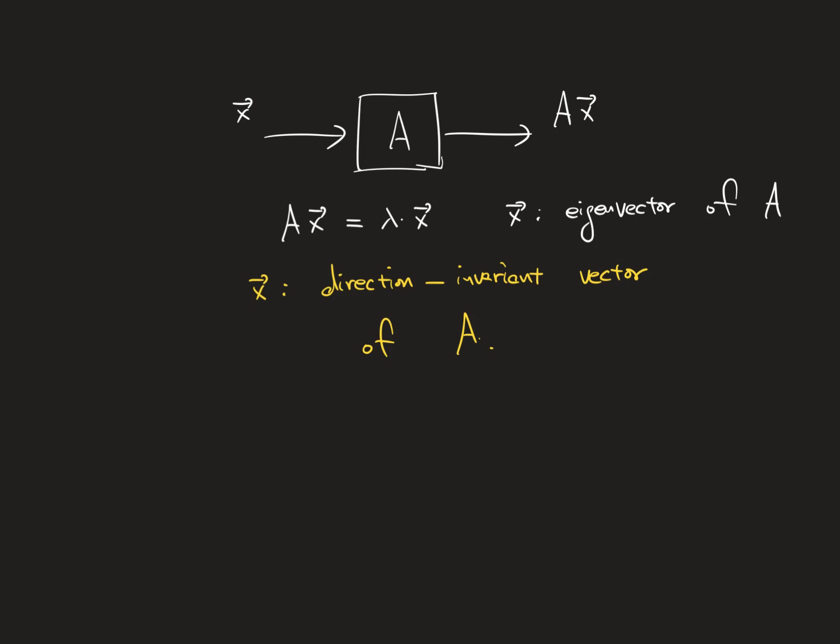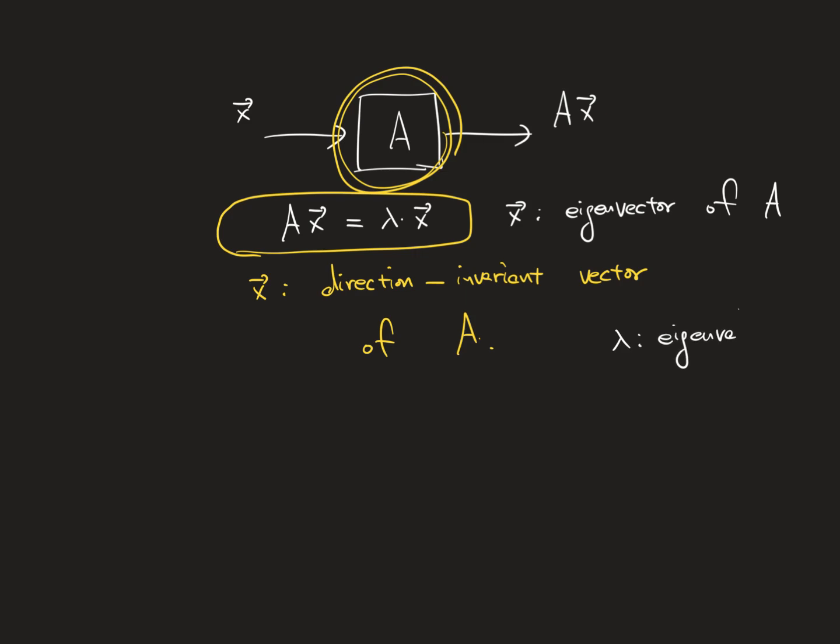So there's a system, and the eigenvector is an invariant vector. So after multiplication, it will be lambda x. But lambda is a scalar. Lambda is the eigenvalue, but it's a scalar.